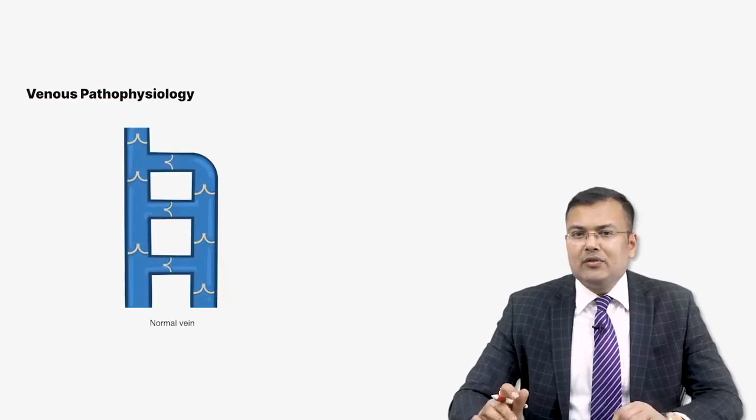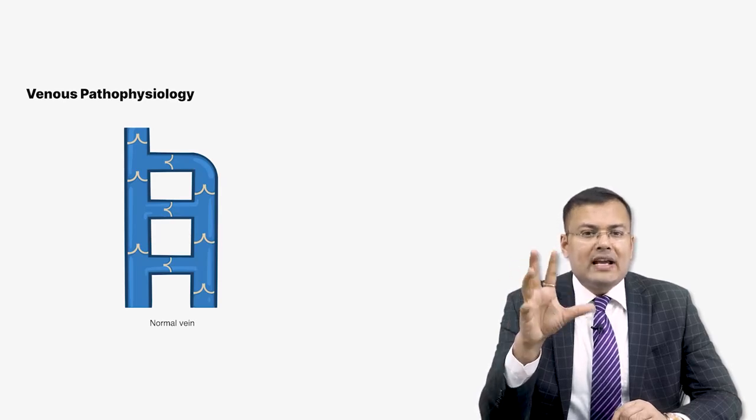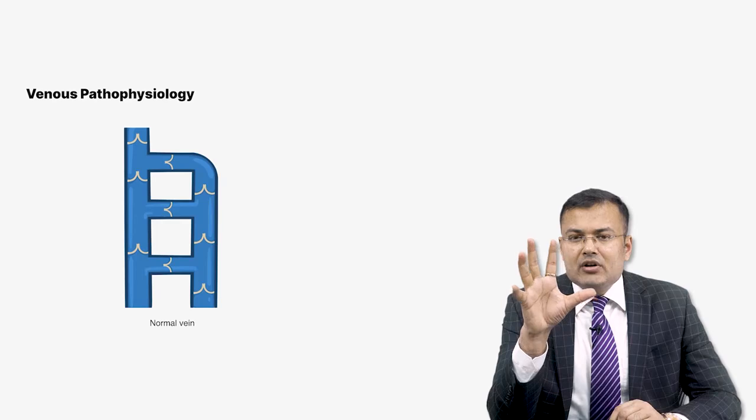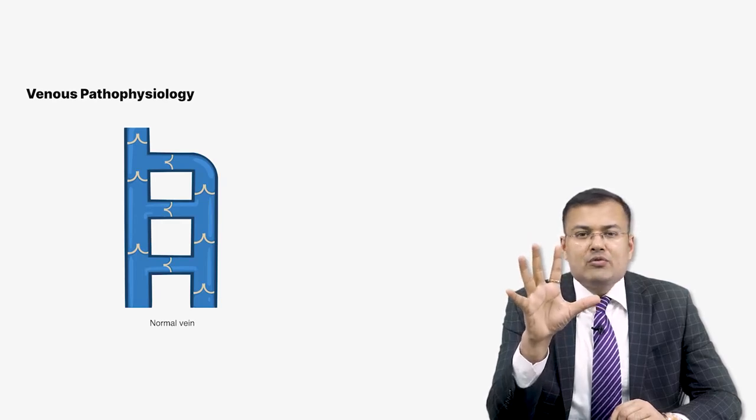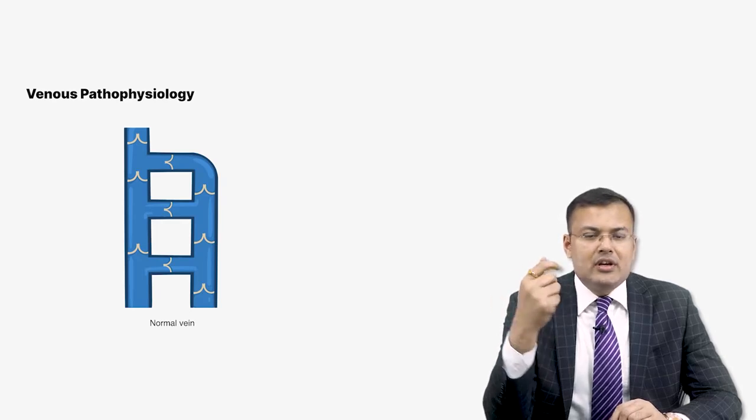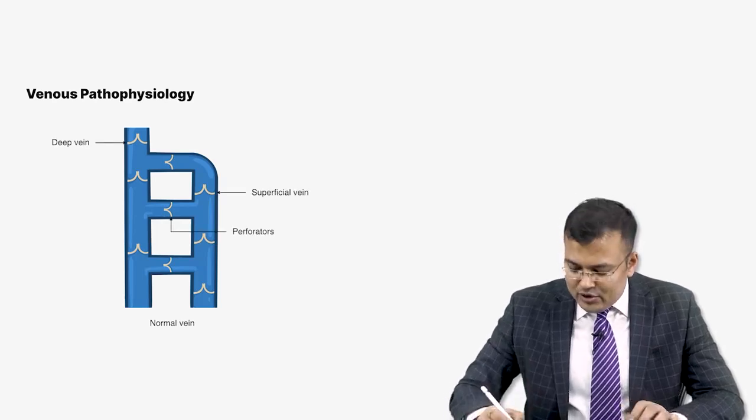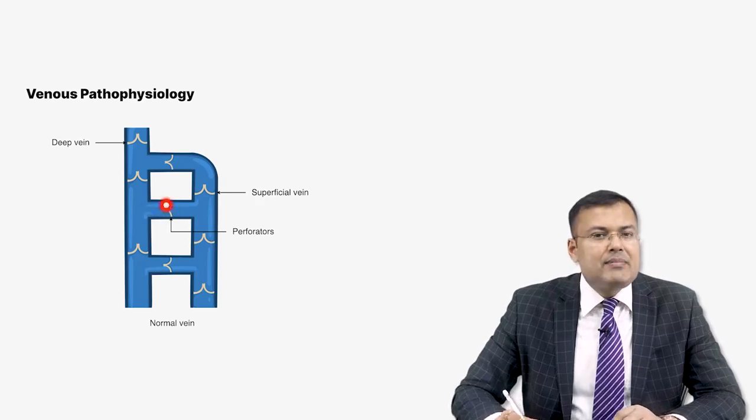Now see the venous pathophysiology. You know that the calf muscle also works like a pump or like a heart. Whenever there is contraction of the calf muscle, this is known as systole, and whenever there is dilatation, that is known as diastole. In this case, you can see that there are superficial veins and deep veins, and these are connected by perforators.